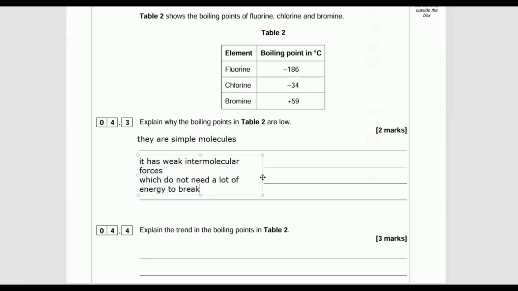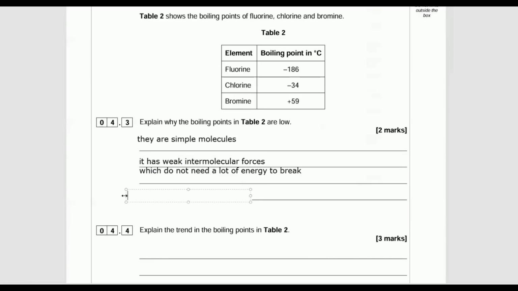So that is the reason why water is a liquid at room temperature. That is the reason why oxygen's a gas. It's the reason why fluorine's a gas. It's the reason why chlorine's a gas at room temperature, because they've all got weak forces between their molecules, which are easy to break.